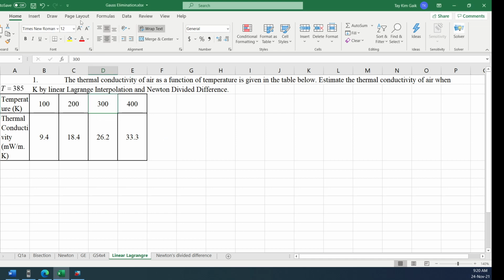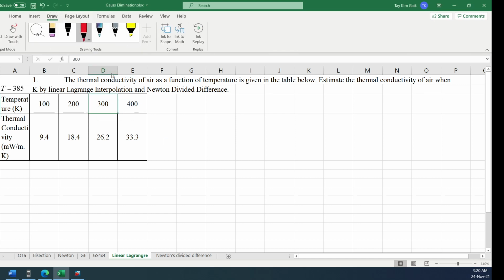Let's say 385 here. Okay, using linear Lagrange interpolation and Newton divided difference. If it is linear, I think you can perform it manually, but if you want to use Excel, then you can perform everything in Excel. So 385 is between 300 and 400.